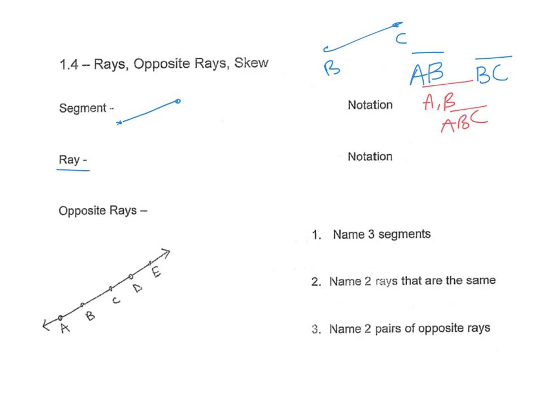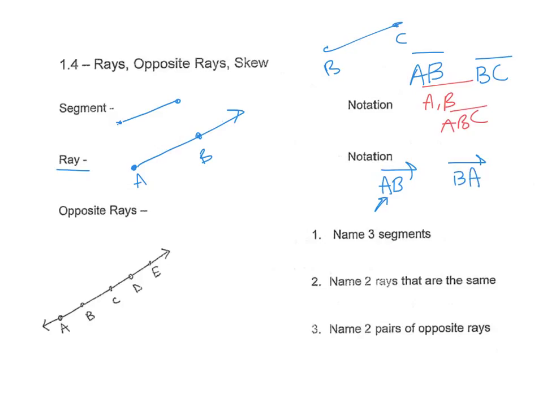A ray has an end point or a starting point, whatever you want. I think the book says end point, but to me it's a starting point. And it extends infinitely, that's why there's an arrow, in one direction. So if this is AB, I write it as AB. A is where it starts, and you put a ray above it. The rays for notation always go to the right.